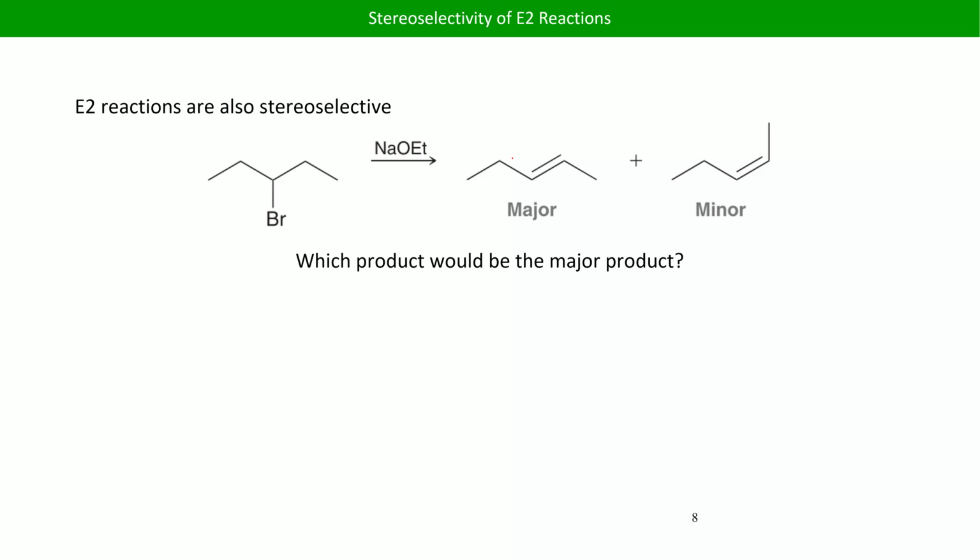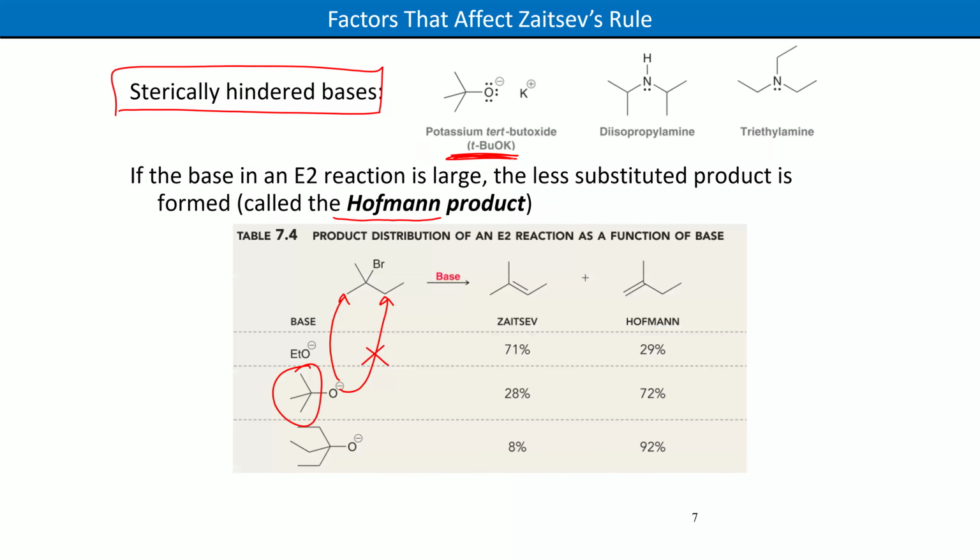So when we look at E2 reactions, we always look at the Zaitsev, and we only look at Hoffman if it's a sterically hindered base. Right, if you have t-BuOK, it's short for potassium t-butoxide. The K is the potassium, it's just there to balance the charge.